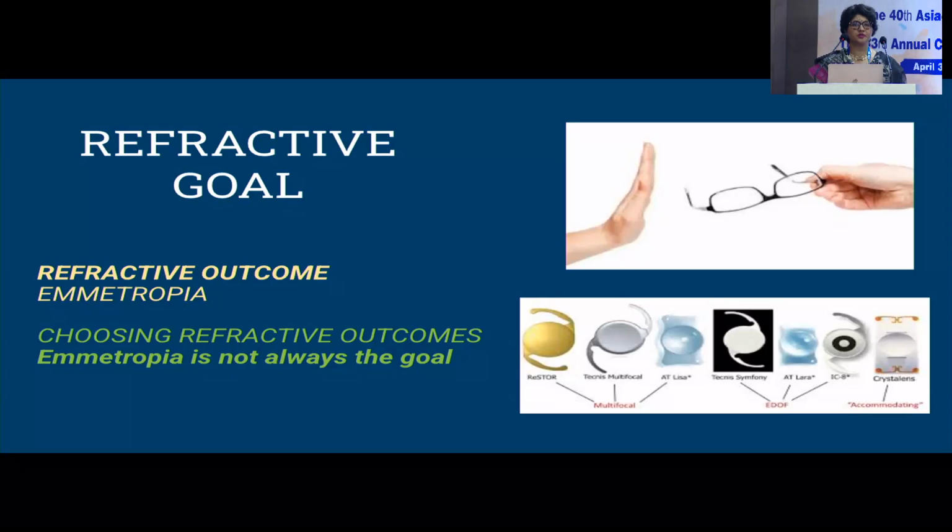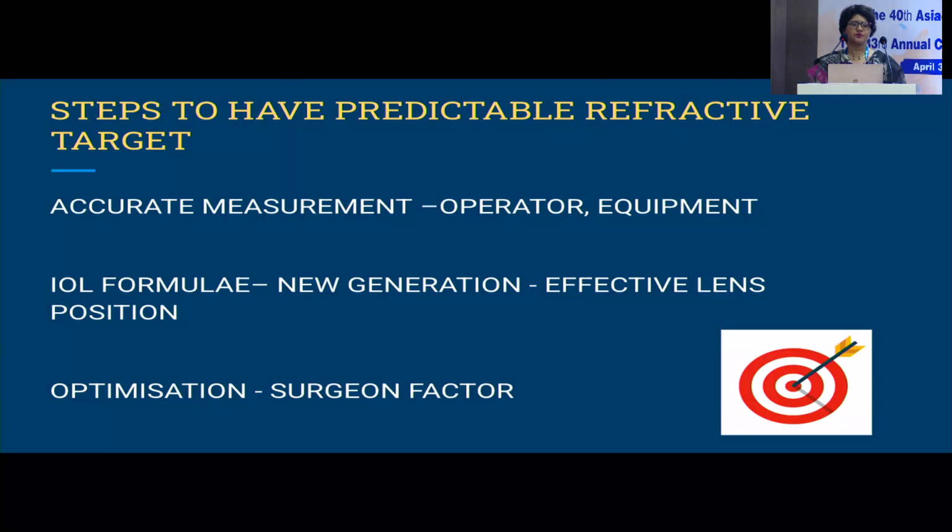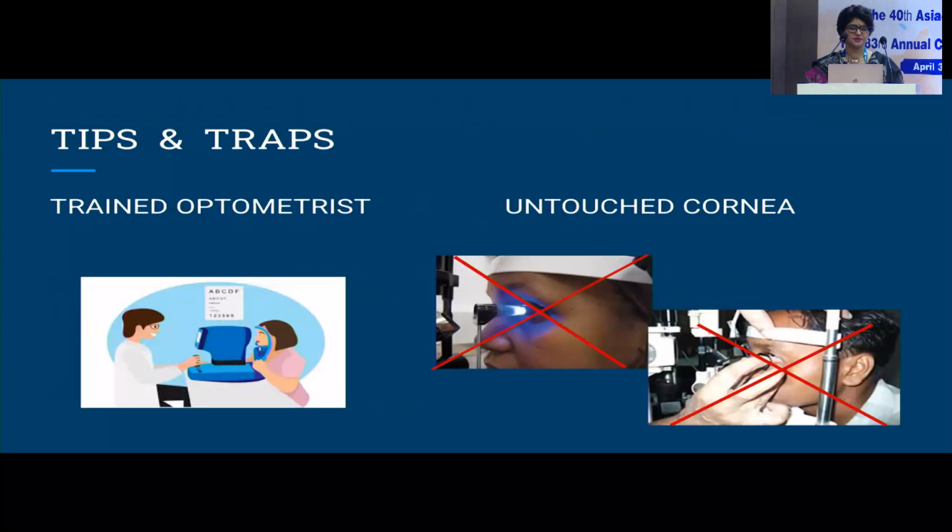Is it emmetropia? Because sometimes we may not actually be choosing emmetropia, based on the patient's requirement and the other eye status. So it's very important to take accurate measurements, collect that data, use the appropriate IOL formula, particularly the newer generation formula, and as Vinita has covered, optimize for the best result. When we are considering intraocular power calculation, we should not be handling the cornea. So we should, for instance, not do an applanation or a gonioscopy that day. You're going to change the readings.